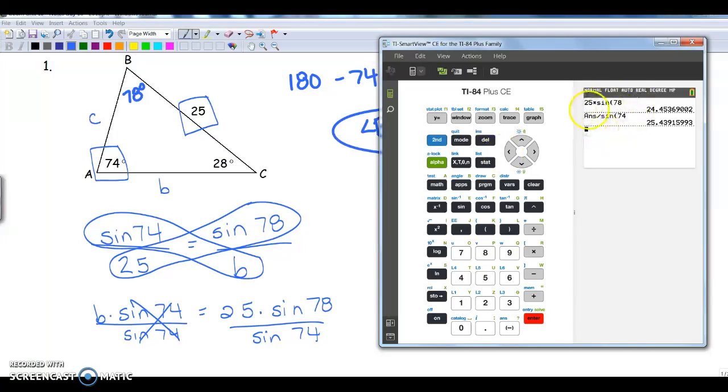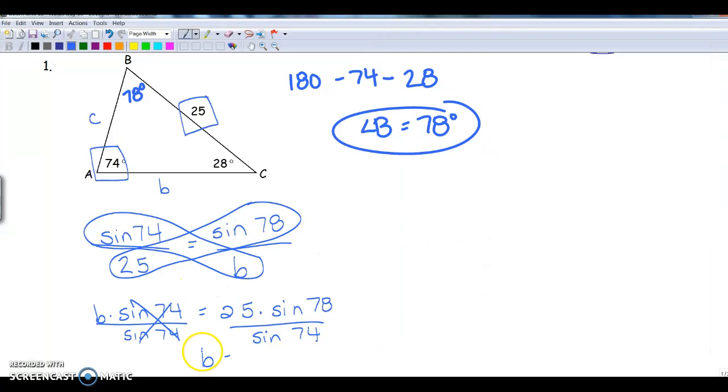Okay, so this is how you're going to want to type it on your calculator. Don't round until the very last step. So B is 25.4. B equals 25.4. And now we're done with that side. Now we're going to do C.